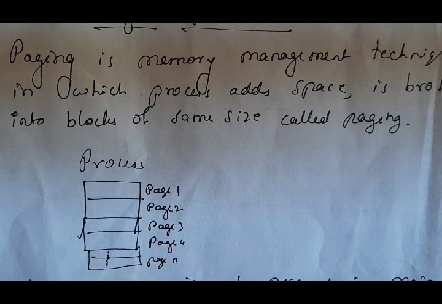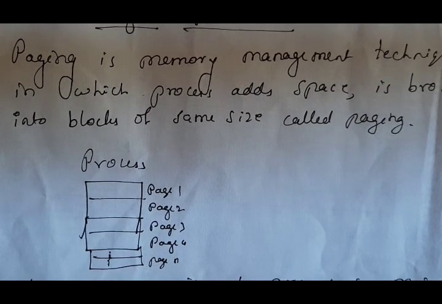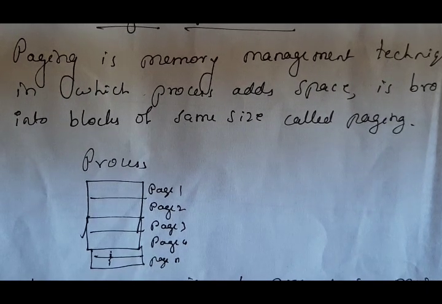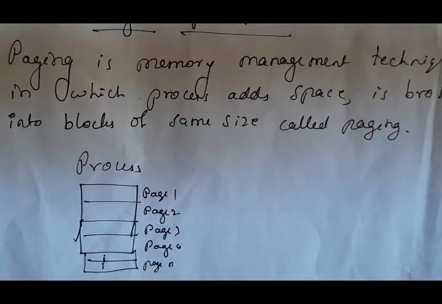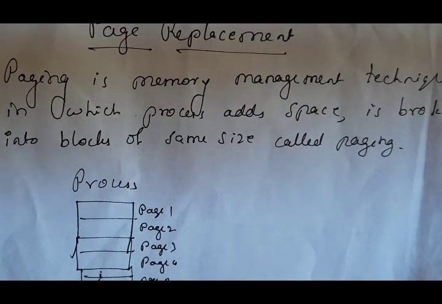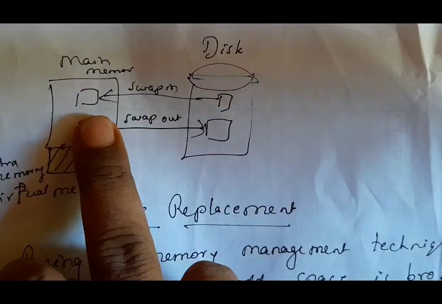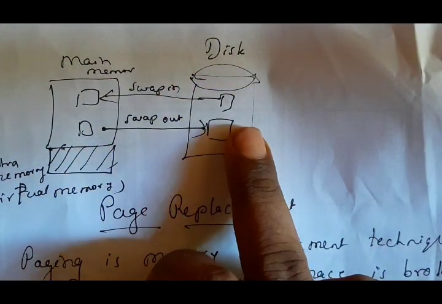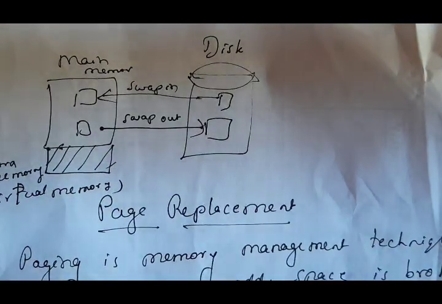The CPU can't execute all the pages at the same time. If there are many pages, it can't execute them all, so we need to exchange between RAM and hard disk. This is the main memory, and this is the hard disk. The main memory capacity is very small, while the disk capacity is larger.